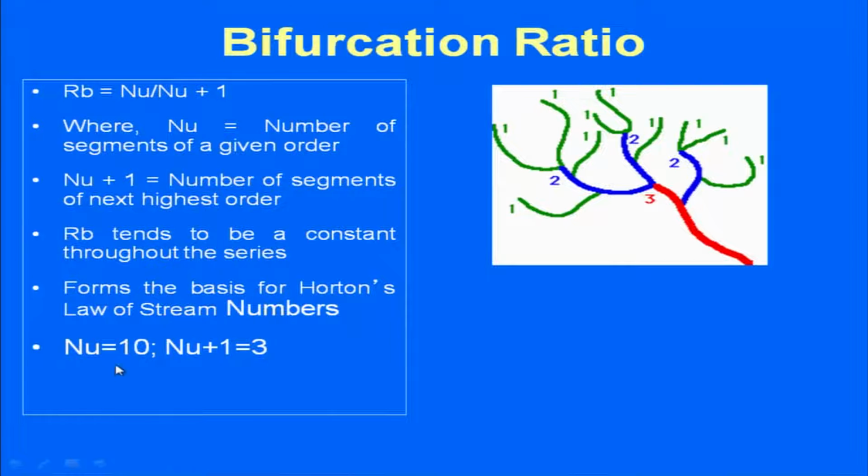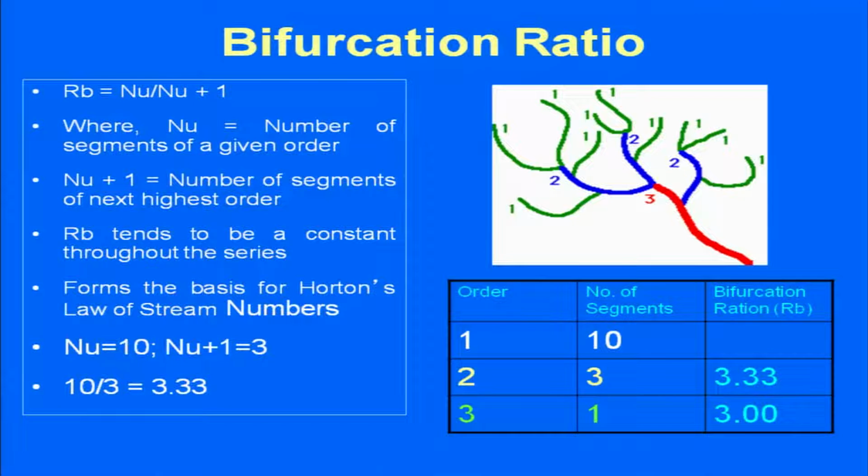Here you have 10 streams of first order: 1, 2, 3, 4, 5, 6, 7, 8, 9 and 10, and the next higher order is 3, that is second order. So the ratio is 3.33. This is the bifurcation ratio. This number is important because hydrologists use it mainly for flood analysis.